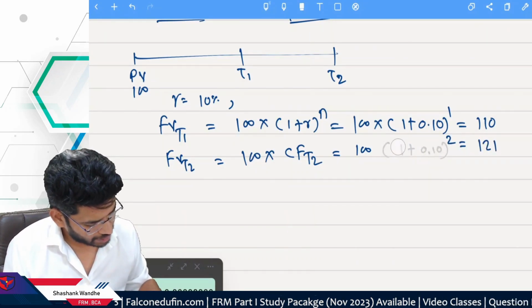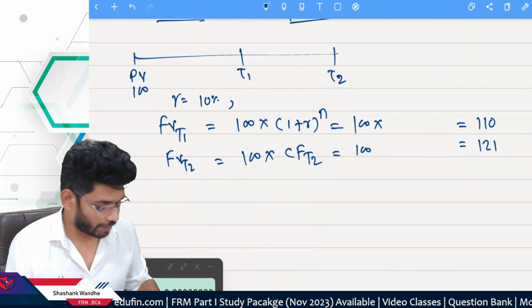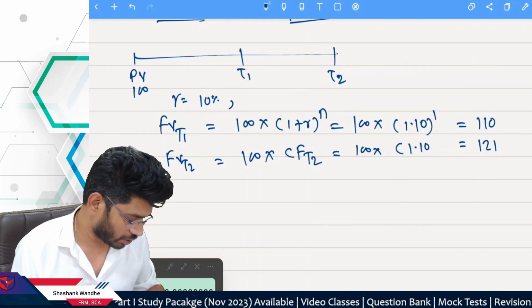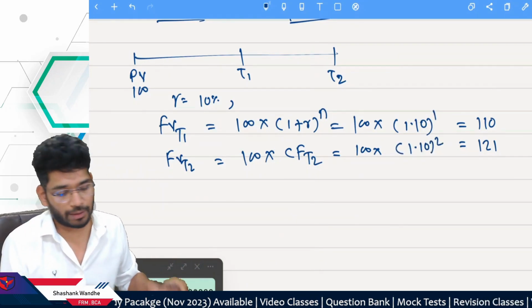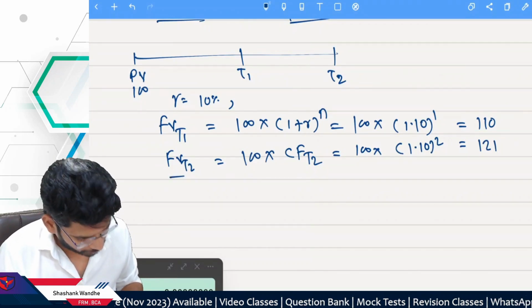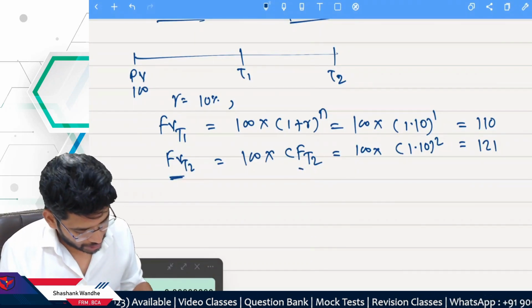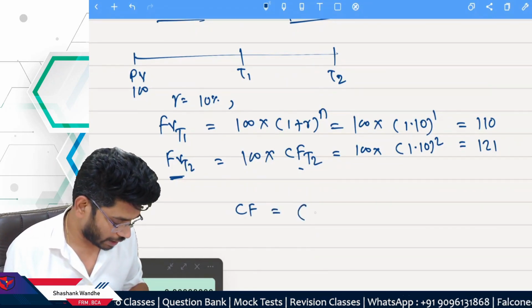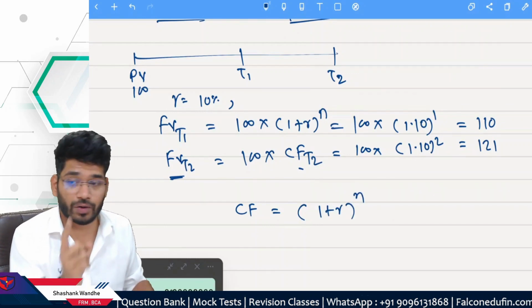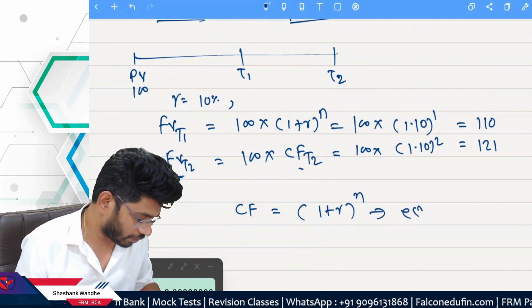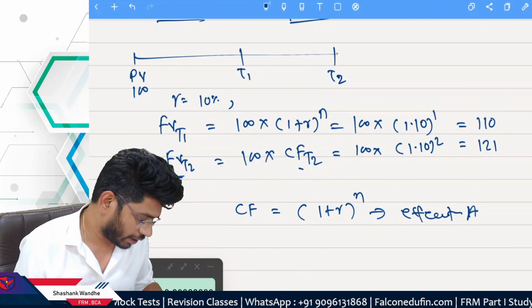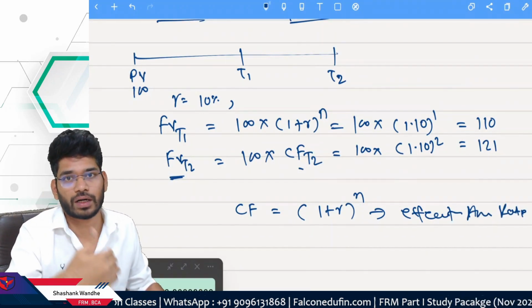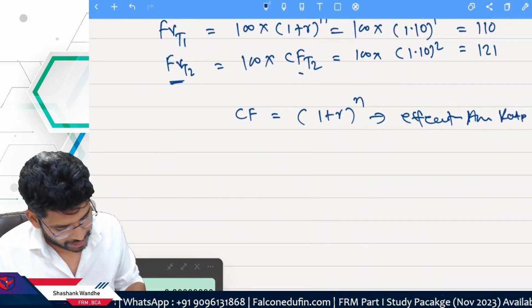Now instead of writing this in the full format, you can also write it like 1.10 to the power 1, 1.10 to the power 2. This is very good for reducing your calculation time. Now this is our compounding factor, which can be calculated as 1 plus r to the power n. Here I am assuming the effective annual rate. I will also tell you what if there is semi-annual compounding, quarterly compounding, like that. So this is for the future value.